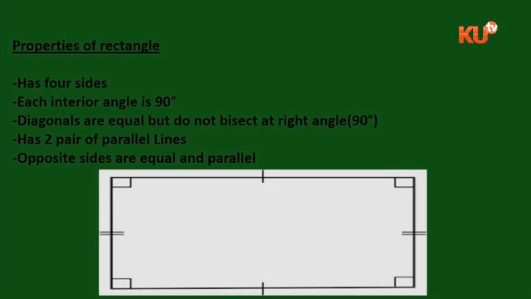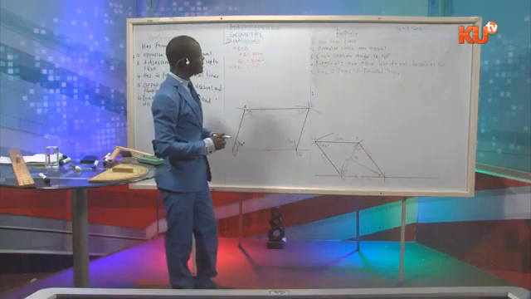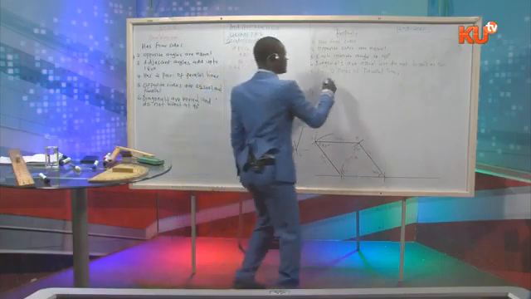Number 5, it has 2 pairs of parallel lines. Diagonals are equal but do not bisect at 90 degrees. Each interior angle is 90. So these are some of the characteristics of a rectangle. Drawing a rectangle is just like following the same procedure as for a square.